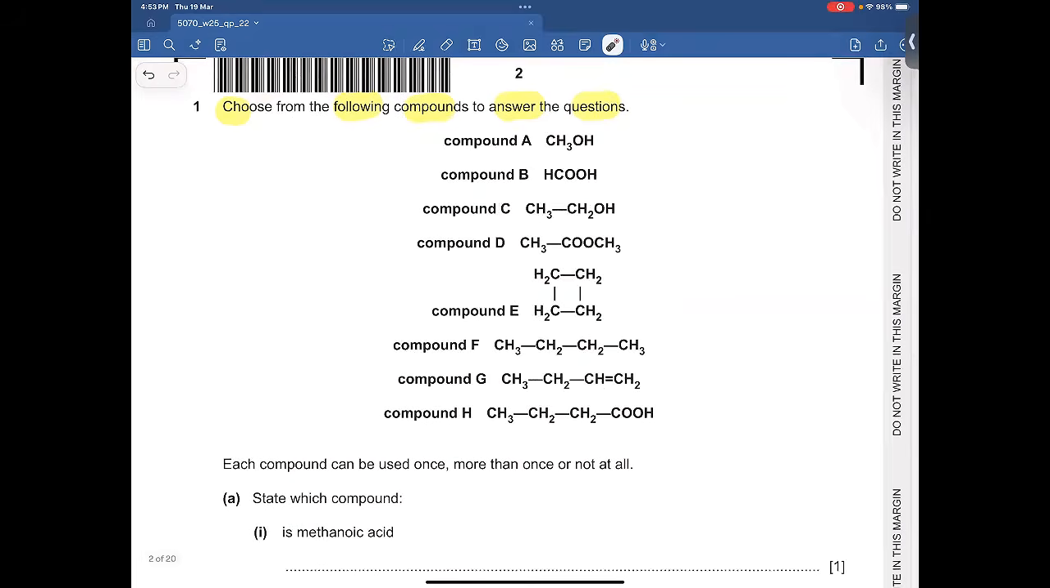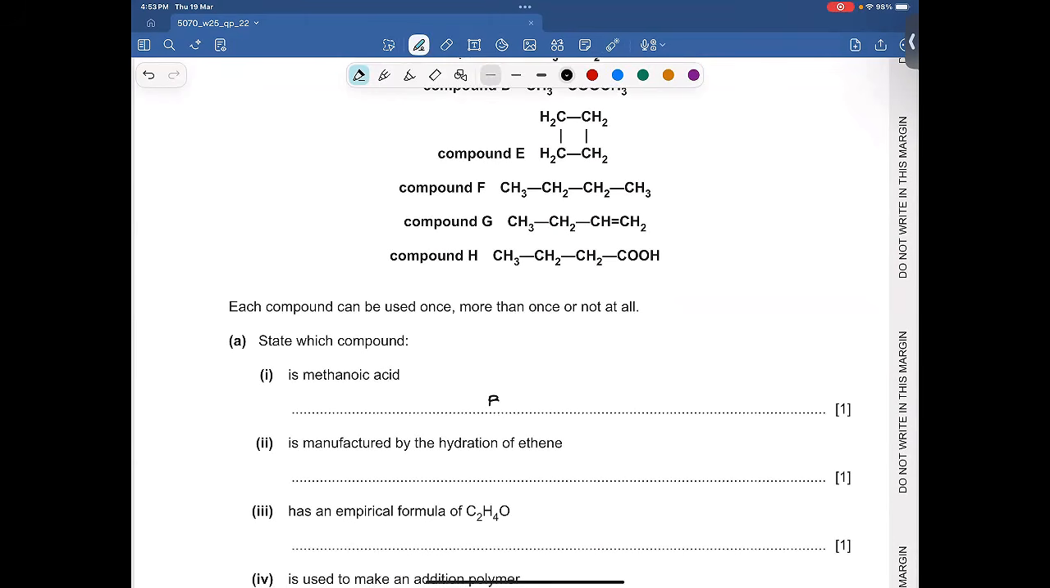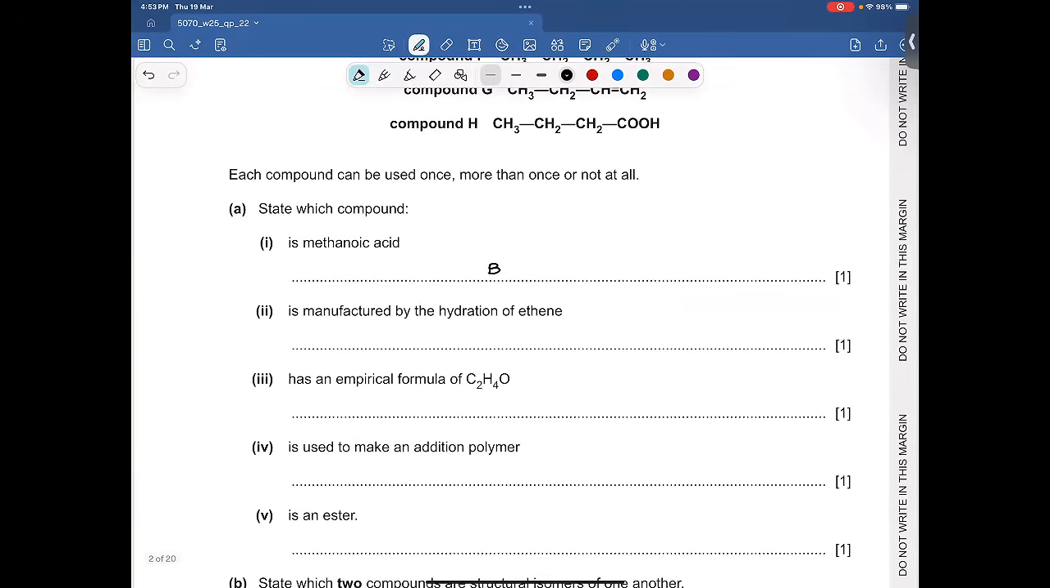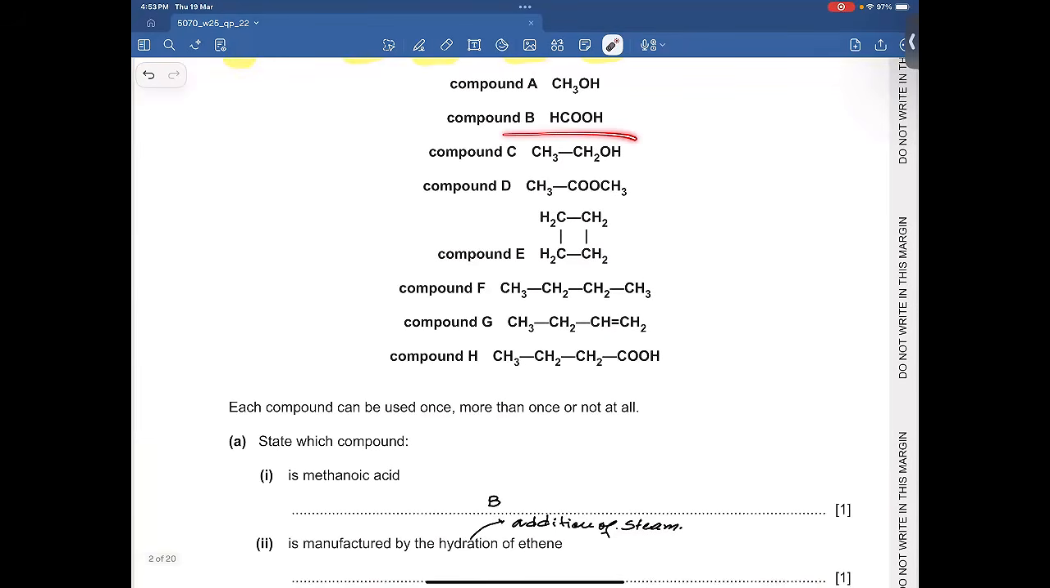State which compound is methanoic acid. Obviously, compound B is methanoic acid. Next is manufactured by hydration of ethene. Hydration means addition of water, or addition of steam. So when we add steam into ethene, it will turn to ethanol. And from this, ethanol is basically compound C.